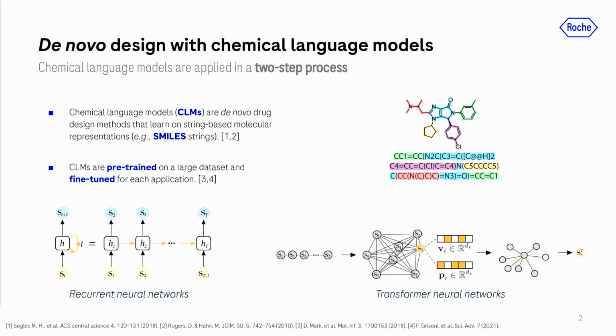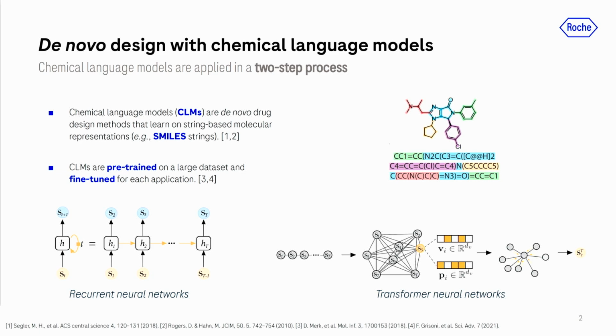So I'm going to talk about generative methods, specifically language models. These chemical language models work on SMILES strings. SMILES strings are a string representation of chemical structures. There are other string-based representations such as SELFIES, but SMILES, such as the one shown here, are still the most prevalent in the field.